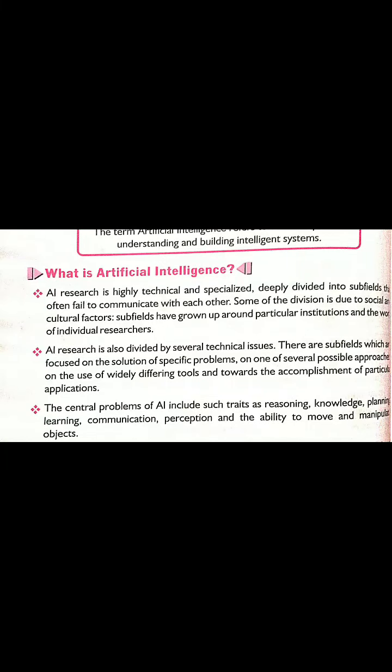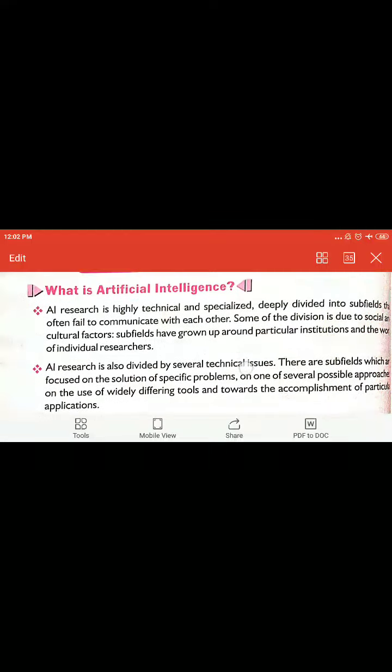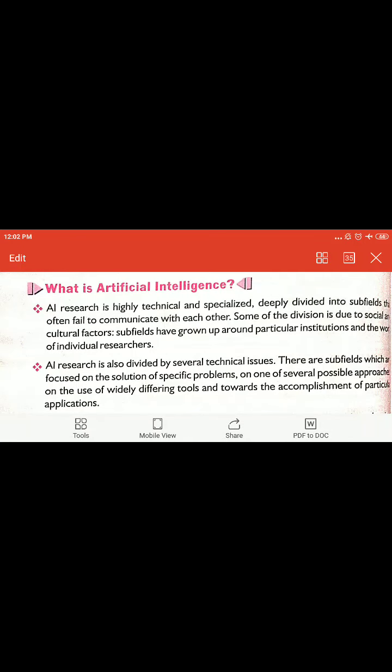AI research is highly technical and specialized, deeply divided into subfields that often fail to communicate with each other. Some of the divisions are due to social and cultural factors. Subfields have grown up around particular institutions and the work of individual researchers. So artificial intelligence has some subdivisions, and these subdivisions have problems communicating with other subdivisions. So this research has been held back because of this lack of communication.